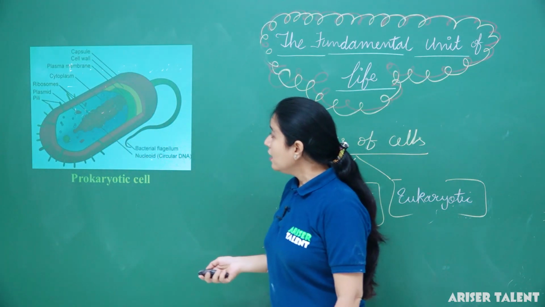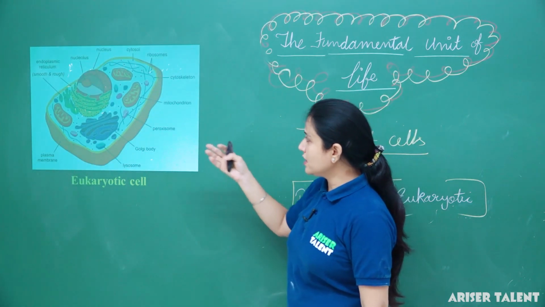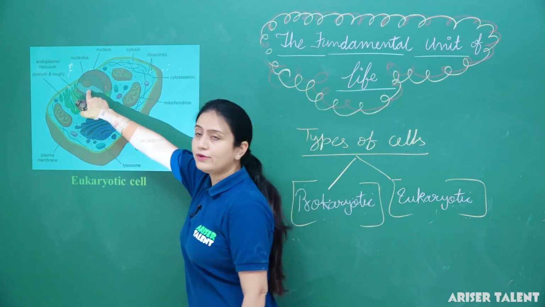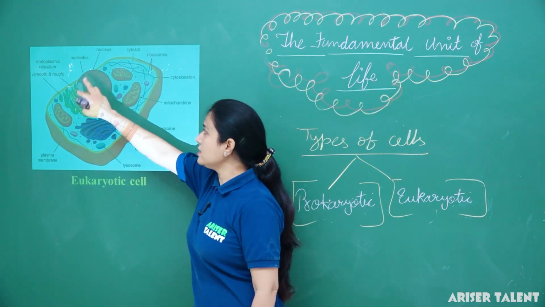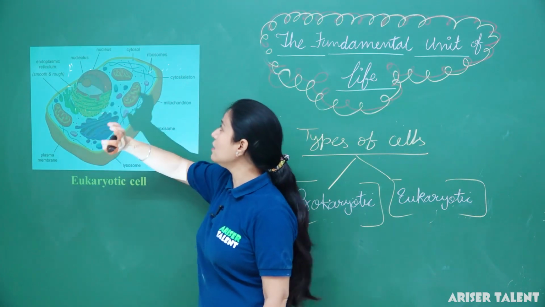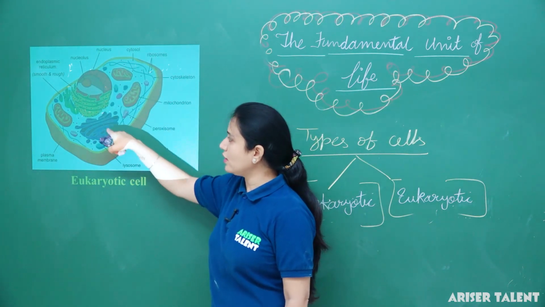Okay. Next is eukaryotic cell. Thus we can say true nucleus is present. Okay, and inside the nucleus, nucleolus is present, and well developed cell organelles are present.